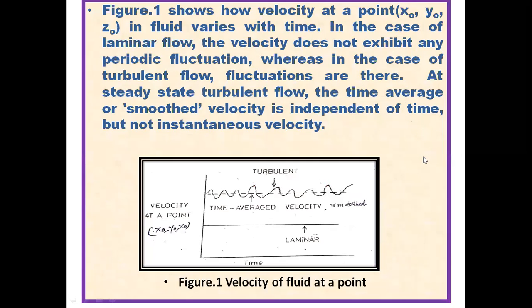Figure 1 shows how velocity at point x0, y0, z0 in the fluid varies with time. In the case of laminar flow, the velocity doesn't exhibit any periodic fluctuations, whereas in the case of turbulent flow, fluctuations are there. At steady state turbulent flow, the time average or smooth velocity is independent of time, but not the instantaneous velocity.